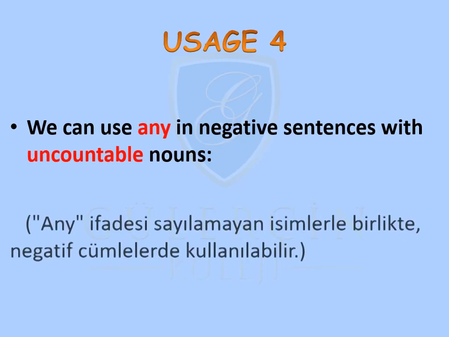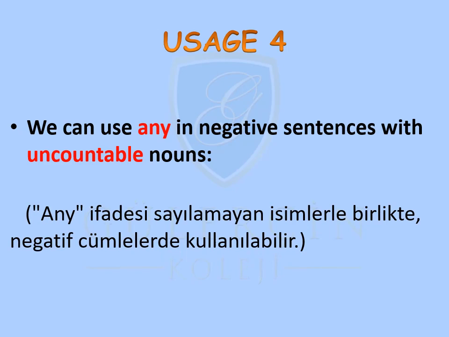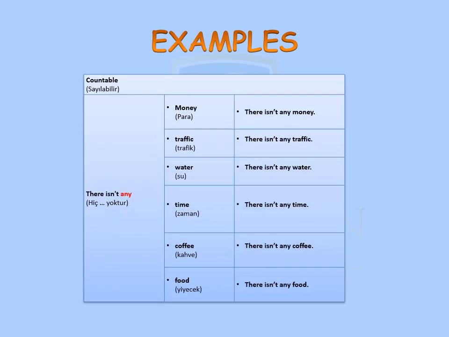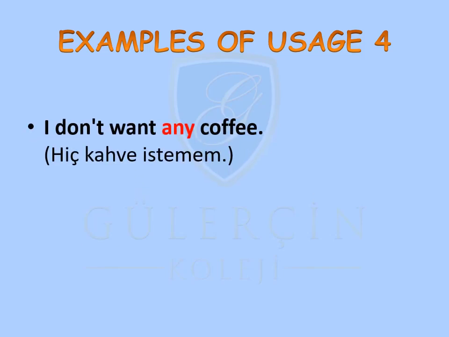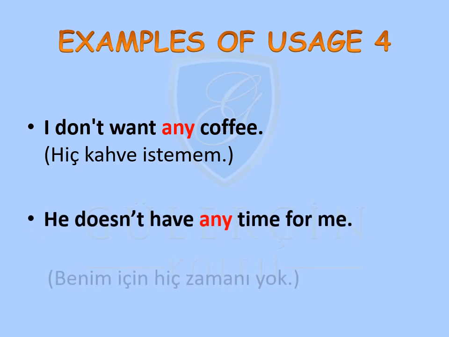Usage 4. We can use any in negative sentences with uncountable nouns. Examples: there isn't any money. There isn't any traffic. There isn't any water. There isn't any time. There isn't any coffee. There isn't any food. More examples of usage 4. I don't want any coffee. He doesn't have any time for me.